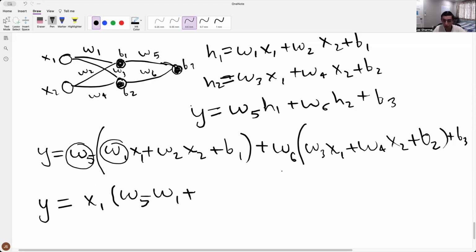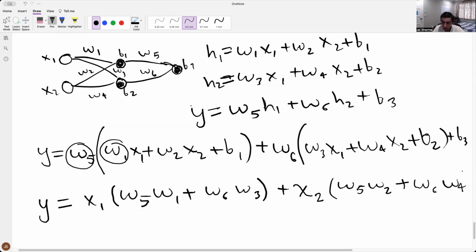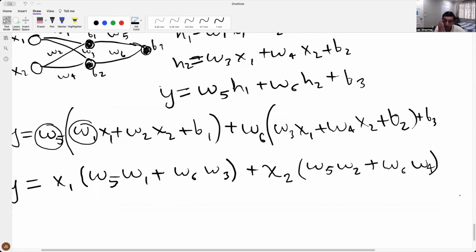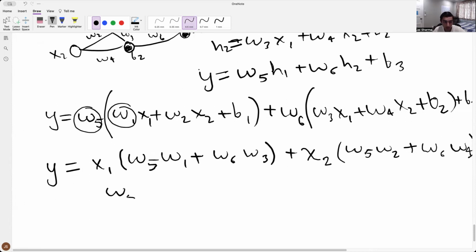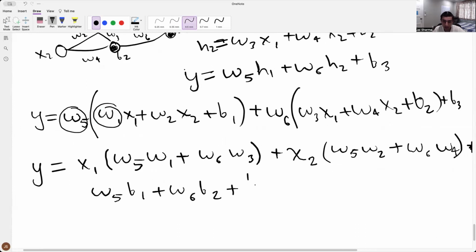plus W6, W3, plus x2 times, what is the factor for x2? W5, W2 plus W6, W4. Okay. And then plus, oh yeah, we have some constants here. I'll continue on the next line. We have some constants here, W5, B1 plus W6, B2 plus the B3 that's at the end. And we'll put that in parentheses. So plus all of this.